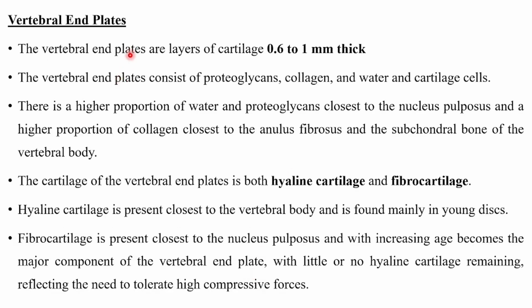Next part of the intervertebral disc is the vertebral end plates. The vertebral end plates are layers of cartilage that are around 0.6 to 1 mm thick. The vertebral end plates consist of proteoglycans, collagen, water, and cartilage cells. There is a higher proportion of water and proteoglycans closest to the nucleus pulposus, and a higher proportion of collagen closest to the annulus fibrosus and the subchondral bone of the vertebral body. The cartilage of the vertebral end plates is both hyaline as well as fibrocartilaginous in structure. So that means the vertebral end plates consist of both hyaline cartilage as well as fibrocartilage.